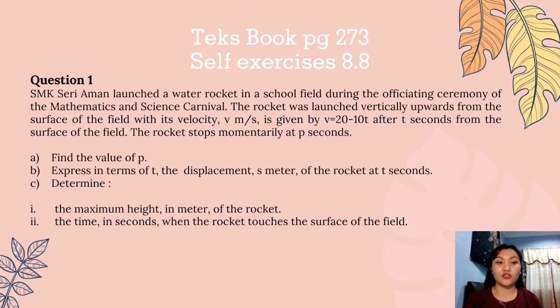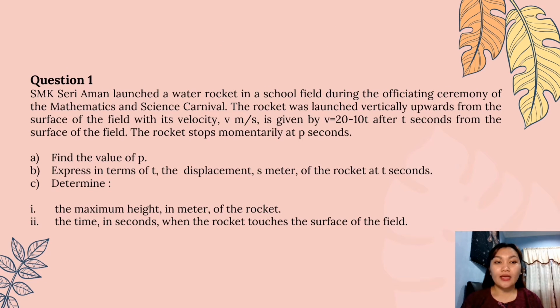Now we look at question number 1. You can refer to your textbook or you can refer to my video. Question number 1. SMK Sri Aman launched a water rocket in the school field during the officiating ceremony of Mathematics and Science Carnival. The rocket was launched vertically upwards from the surface of the field with its velocity, v ms^-1, given by v = 20 - 10t after t seconds from the surface of the field. The rocket stops momentarily at p seconds. Find: A, the value of p. B, expressed in terms of t, the displacement in meters of the rocket at t seconds. And C, determine C1, the maximum height in meters of the rocket, and C2, the time in seconds when the rocket touches the surface of the field.